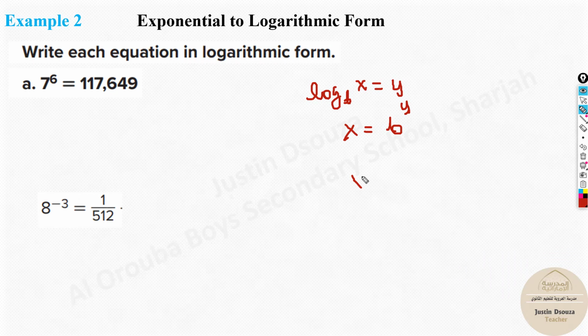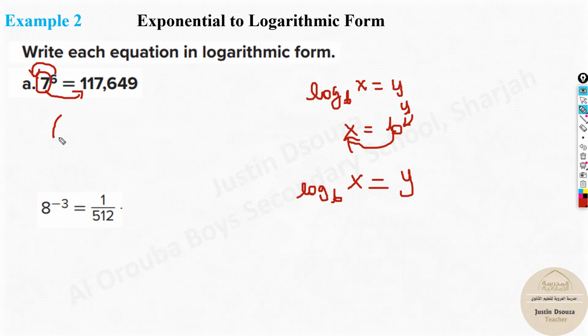That time x will remain like that only, but the base comes down and you must add log over here. See, this comes back, log base, and whatever was up comes down to y. This comes down, this goes over here. Opposite arrows. This goes over here, this will come down. So it will be 6 over your left side, and here you will have log base 7 of 117649. That would be the answer.